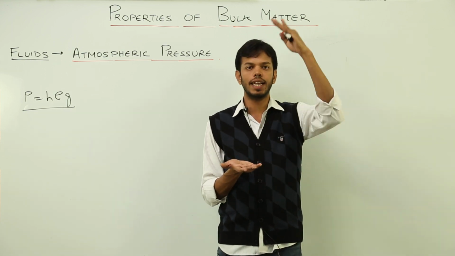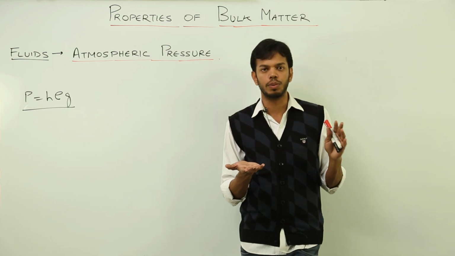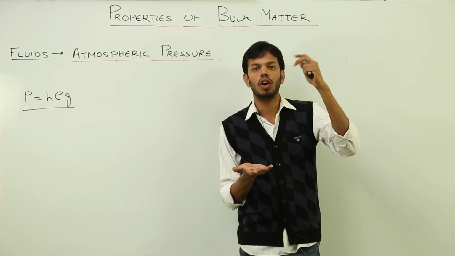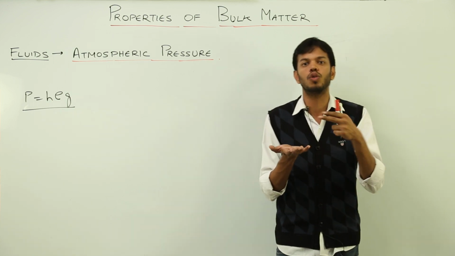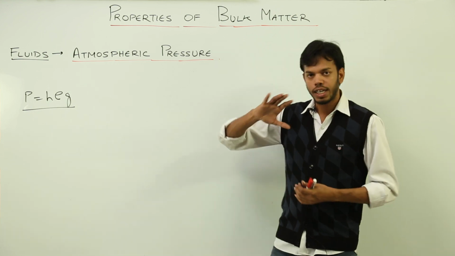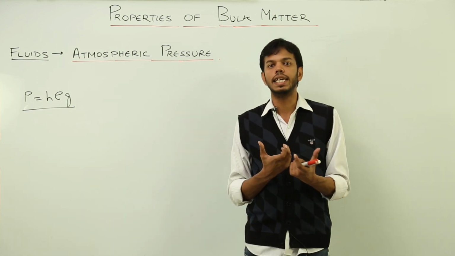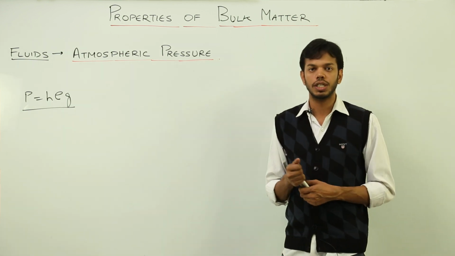So this vertical column, of whatever height the atmosphere extends up to, is also putting some weight or pressure on my hand, because force exerted per unit area is called pressure. So what we call the pressure exerted by the atmosphere is what we are studying about: atmospheric pressure.